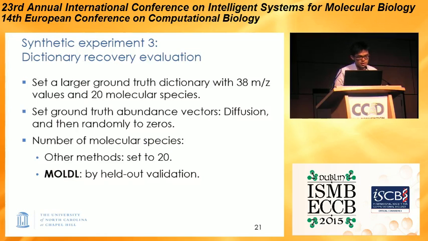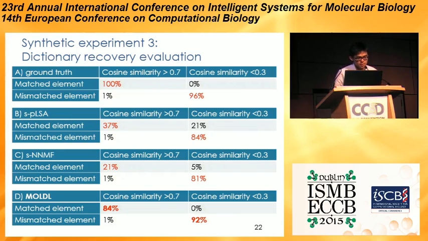In another experiment, we set a larger scale experiment, set a large dictionary, and we set ground truth abundance vectors by the diffusion method, and then we randomly set some values to zeros, such that it simulates not all grid cells have all molecules. In terms of the number of molecular species, we set other methods directly to 20, our ground truth number. Our method can learn it by held-out validation automatically. This is the statistics of cosine similarity from different methods.